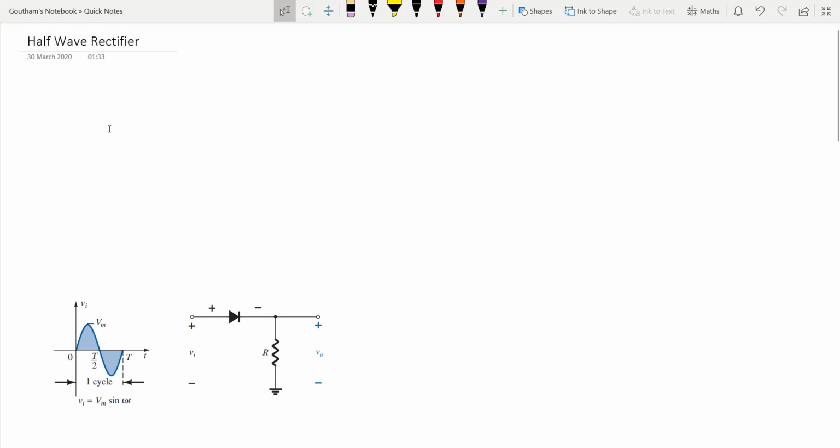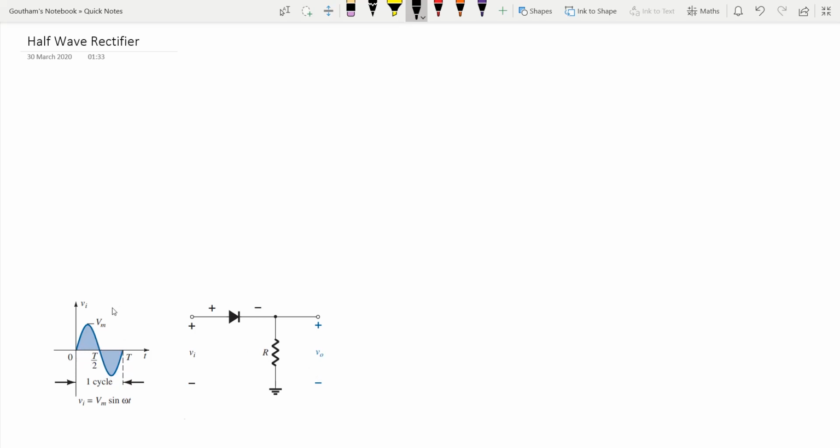Good morning, students. So in this session, let us look at the half-wave rectifier. Okay, so we have already discussed this half-wave rectifier during the clipper session, right? So a half-wave rectifier is nothing but a diode that is in series with a resistor, and you take the output across this resistor. Okay, so here the input is of course sinusoidal in nature.